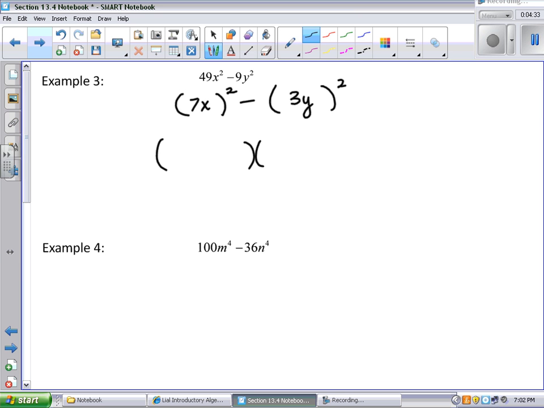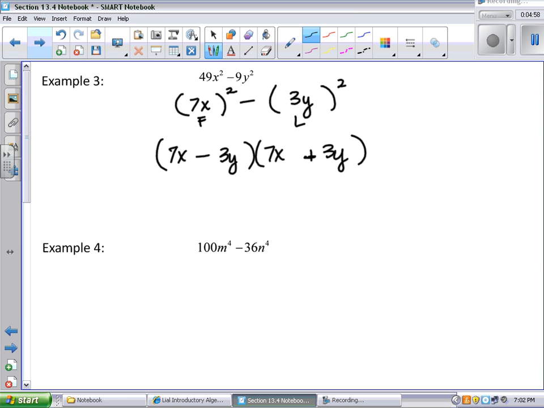So again, we're going to do our parentheses. Doesn't matter if I do a minus in one and a plus in the other. The order of those is not important. What's important, though, is that the first thing that we're squaring is 7x. So that goes in the first spot of each parenthesis. And the last thing we're squaring is 3y. That goes in the last spot in each parenthesis.